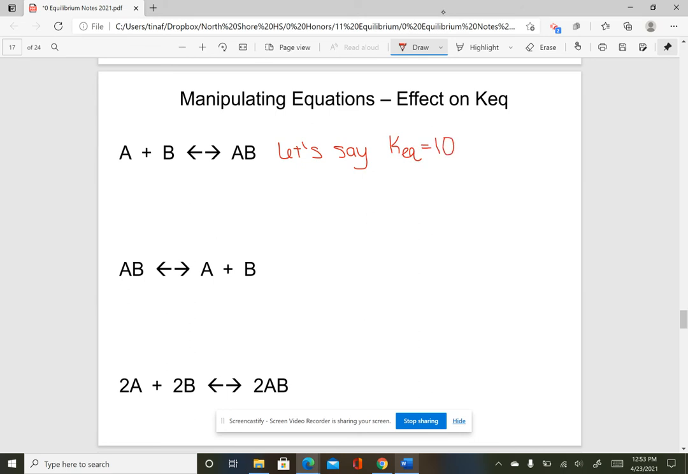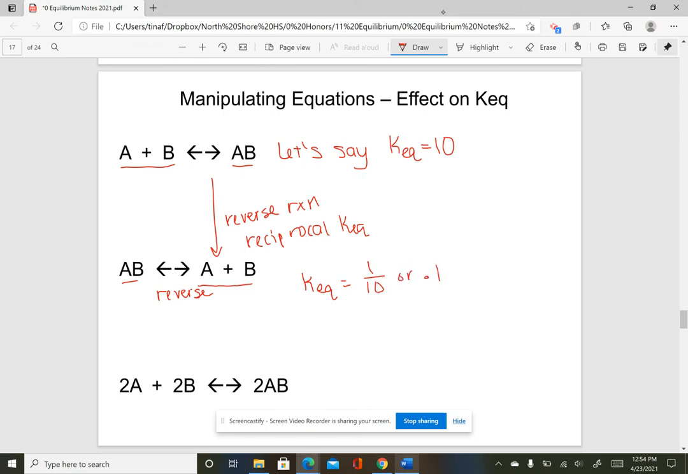Now, if I look here, I reversed the equation. I took the products and made them the reactants, and I took the reactants and made them the products. So when reversing the reaction, you need to use the reciprocal for the KEQ. So if my KEQ was 10, now that I flipped the reaction, my KEQ is 1 over 10, or 0.1.